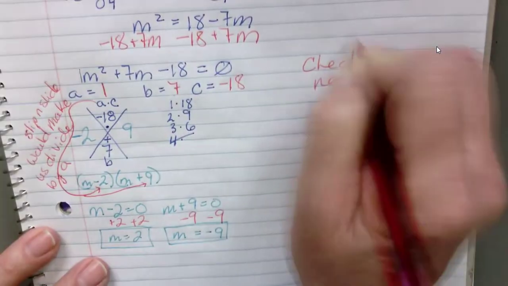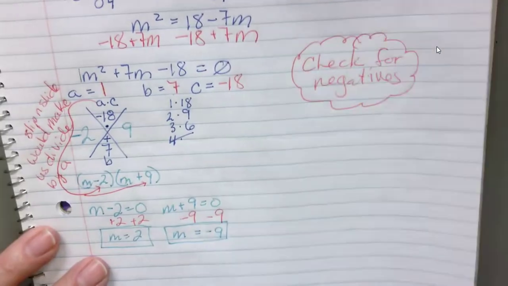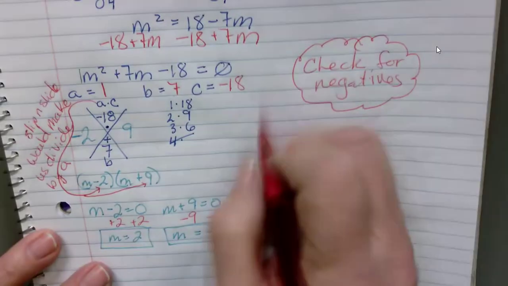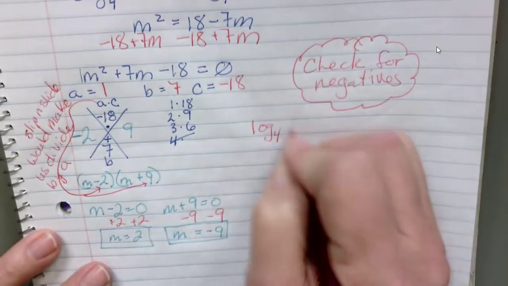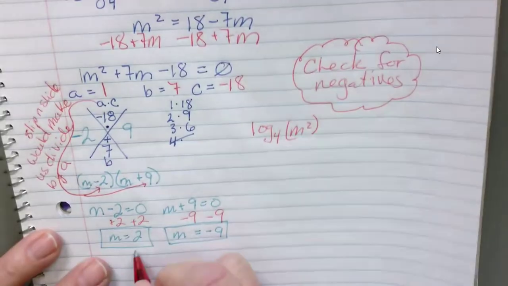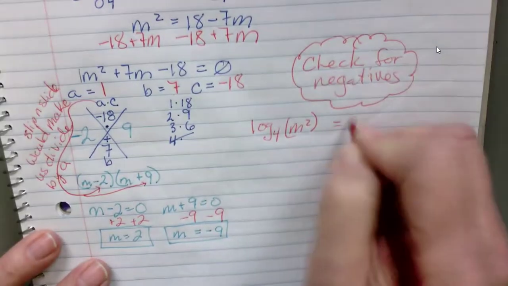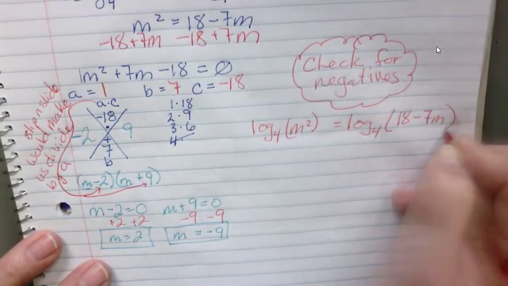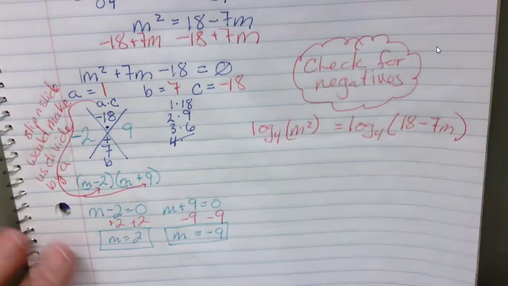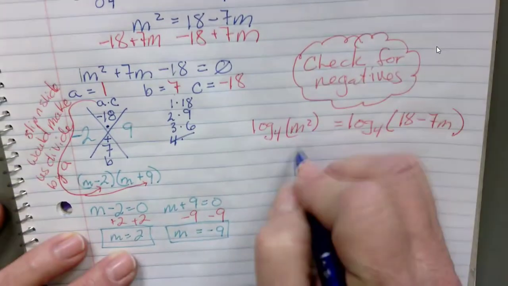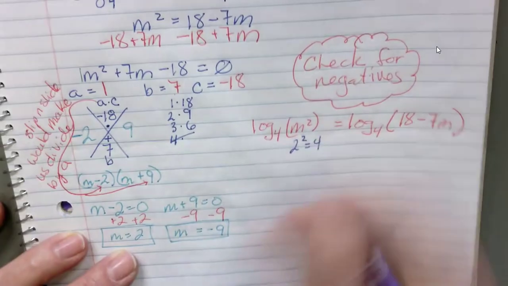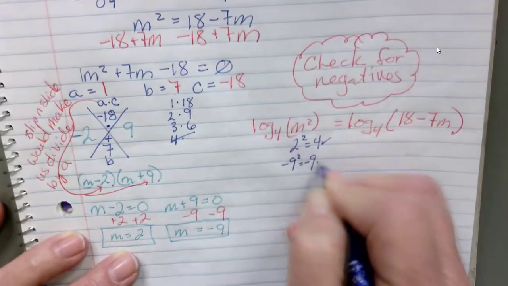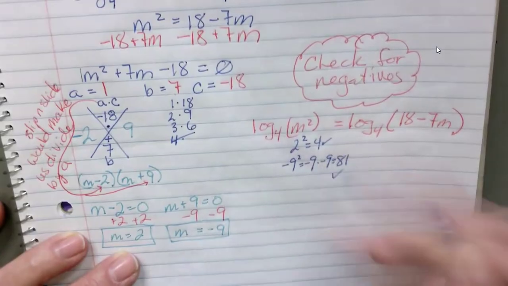This gets put in a nice big cloud. Beautiful. And so now we got to go all the way back to the top. So we have to check. So when log 4 of m squared, we need to check m squared for both 2 and negative 9, equals log 4 of 18 minus 7m. We need to check it both for 2 and negative 9. All right. So 2 squared equals 4, so that's safe. Negative 9 squared equals negative 9 times negative 9, which equals a positive 81, so that is safe.